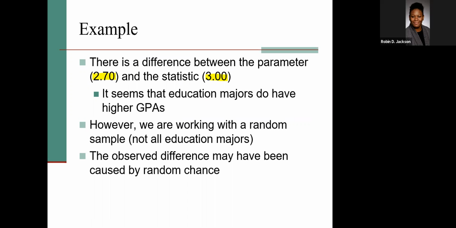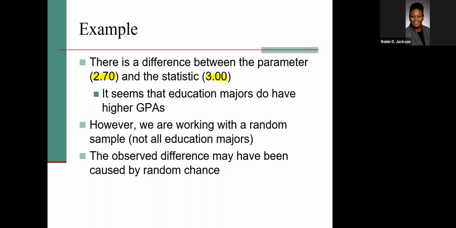which is 2.70. So yeah, of course they're different. However, what we have to keep in mind is that since this information was taken from a sample, we can't just say it's because of grade inflation. There is the possibility that the difference is due to random chance. And so statistical significance is what's going to tell us if that difference is real or not.